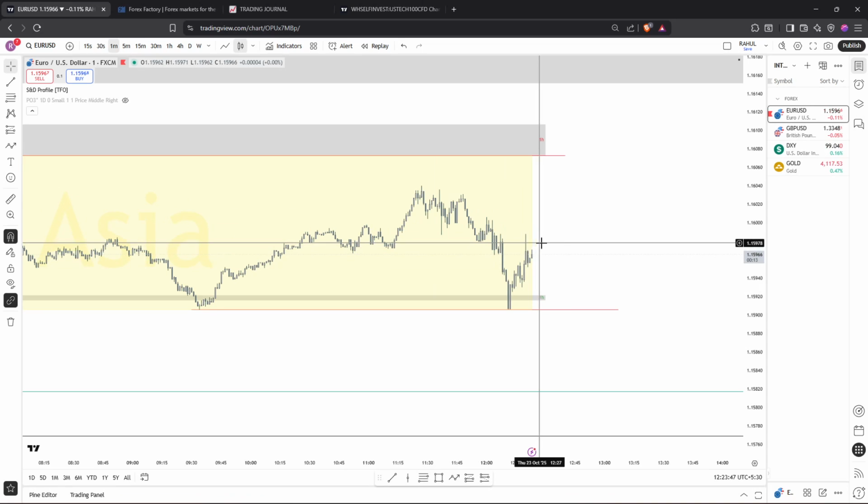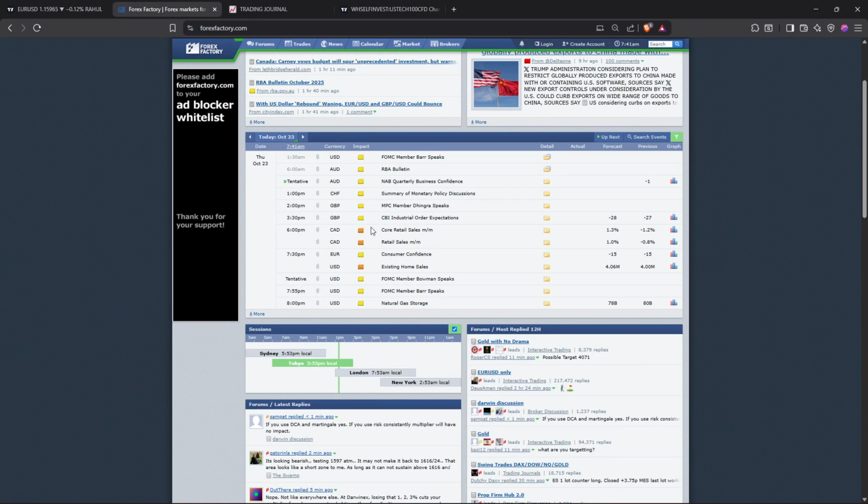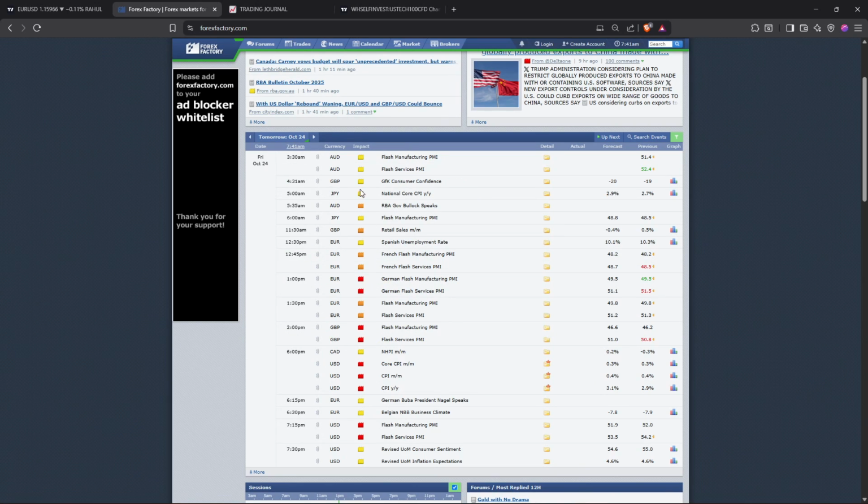So today is 23rd of October. There are no news as of now. There are news, but none of them are major news. Tomorrow is my off day. We can see here there are multiple red folder, yellow folder, orange folder. Everything is packed up. So tomorrow will be better. I skip both the sessions.